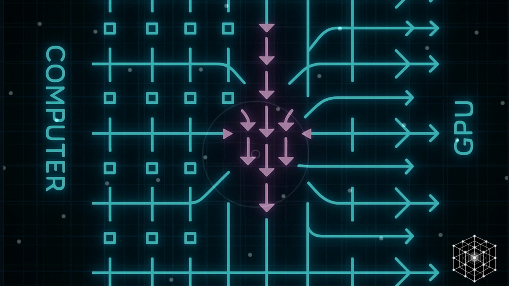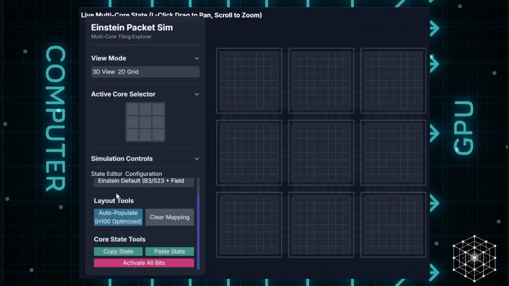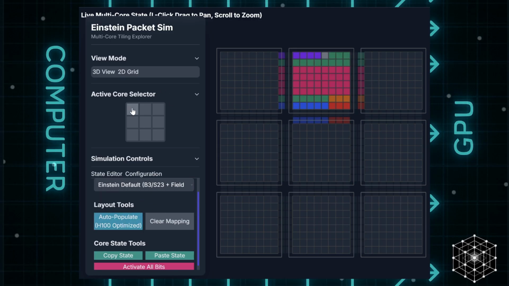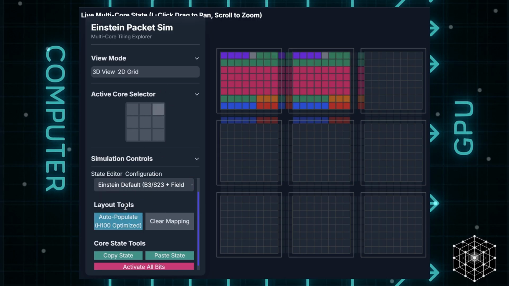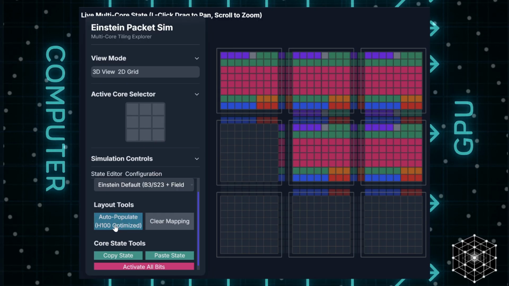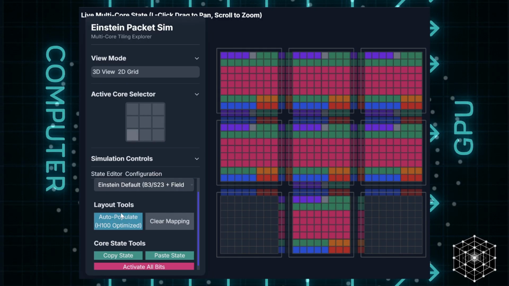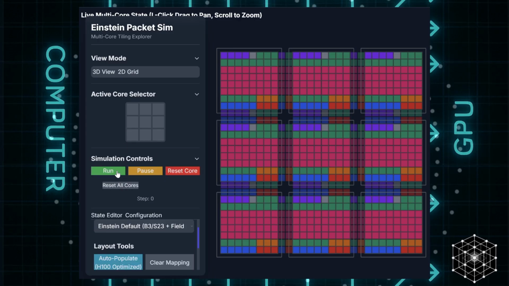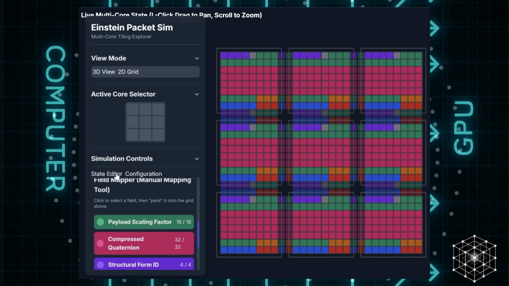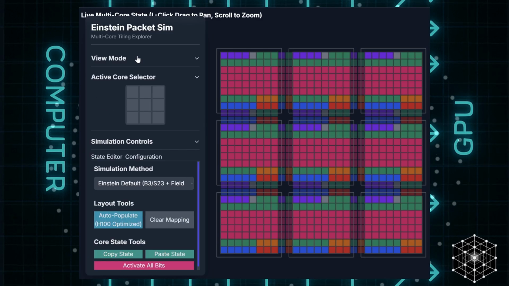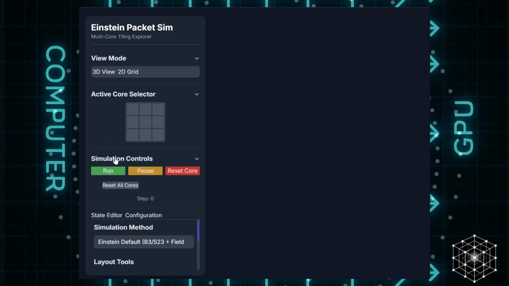This SHD-CCP packet simulator is an interactive testbed for a concept at the heart of high-performance computing and data structure co-design. Our high-level goal is to find an Einstein packet, which is a stable, aperiodic, and self-organizing data structure that can tessellate indefinitely. But finding it is only half the battle. It's useless if it's too slow to compute.